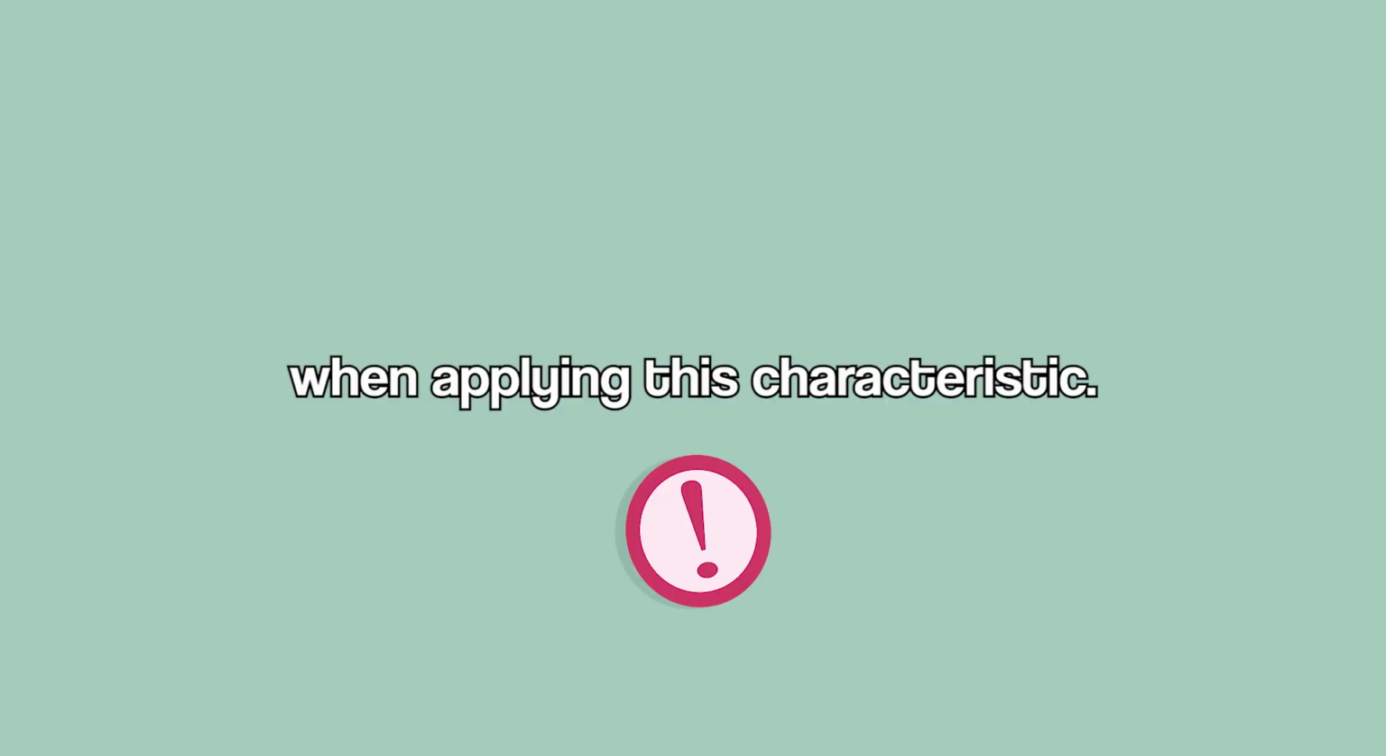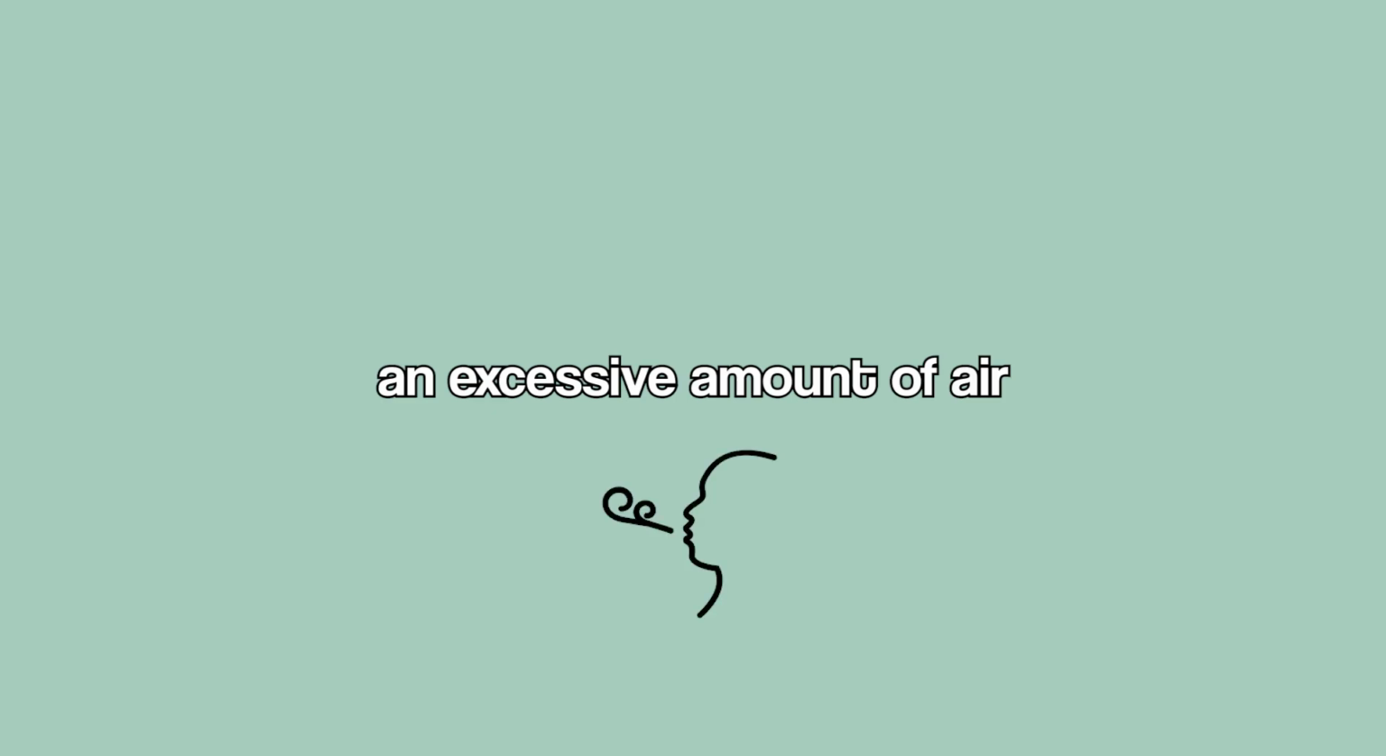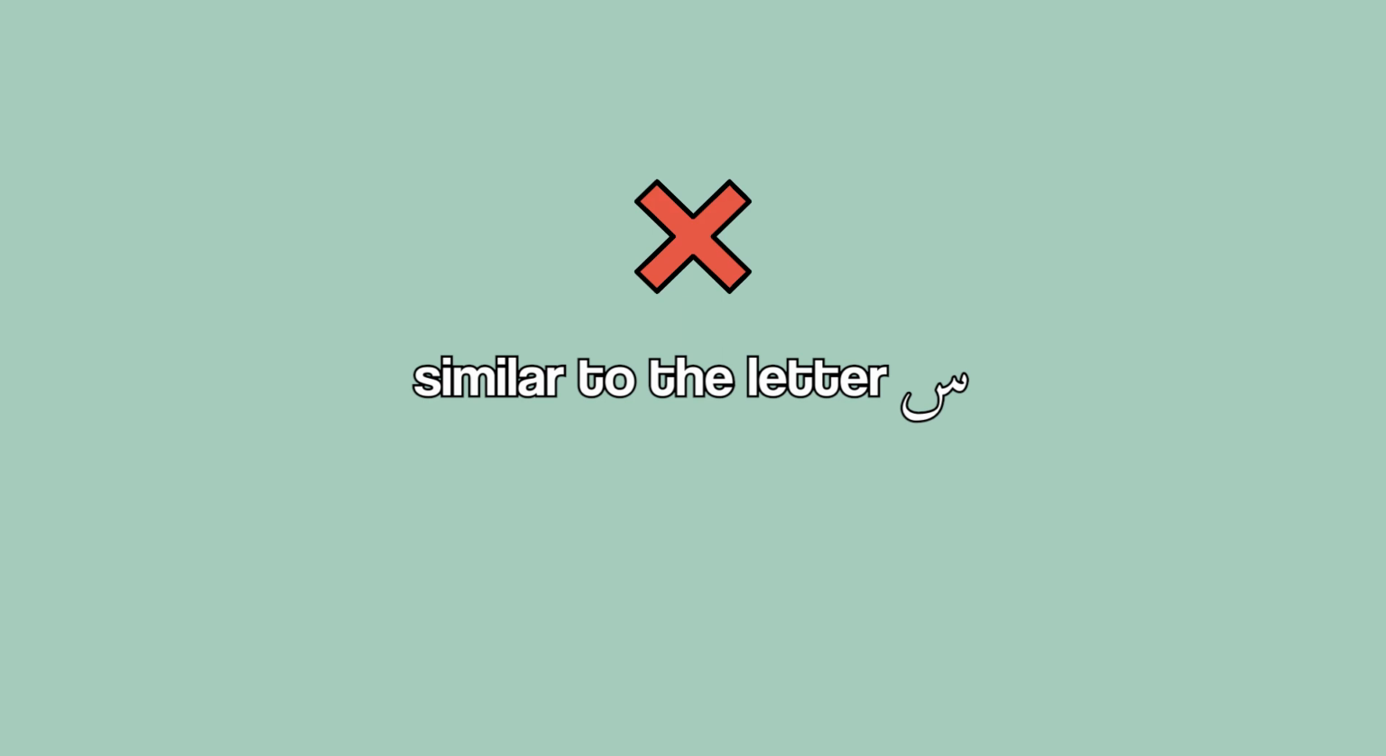So the primary purpose of this video is actually to highlight a common mistake that can be found when applying this characteristic. And this tends to be with the letter ta. What some reciters do is that they overdo the sifa of hams when reciting the letter ta, so that they allow an excessive amount of air to be released when reciting the letter, and it distorts the sound of the ta almost to the point where it begins to sound similar to the letter sin.